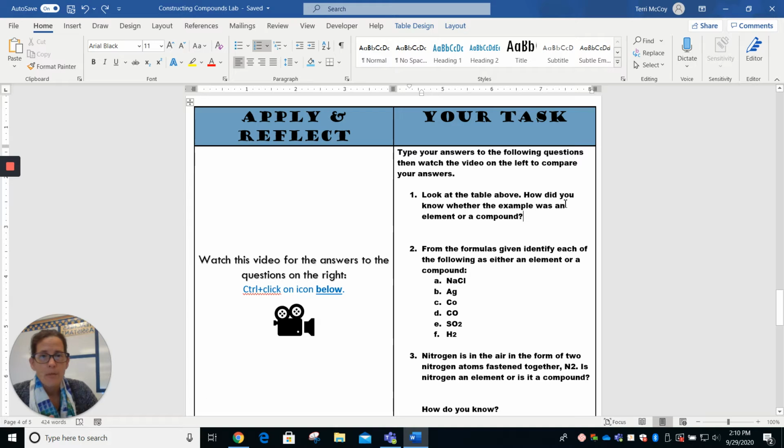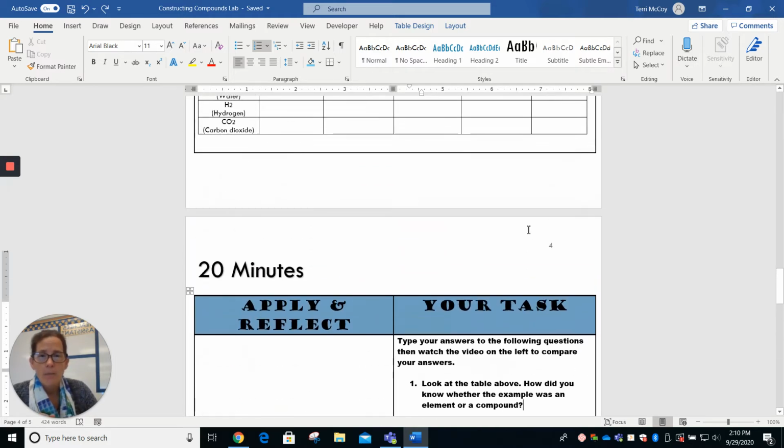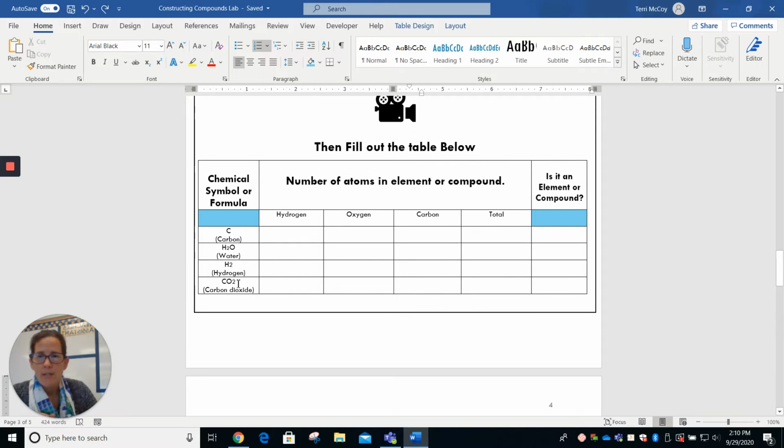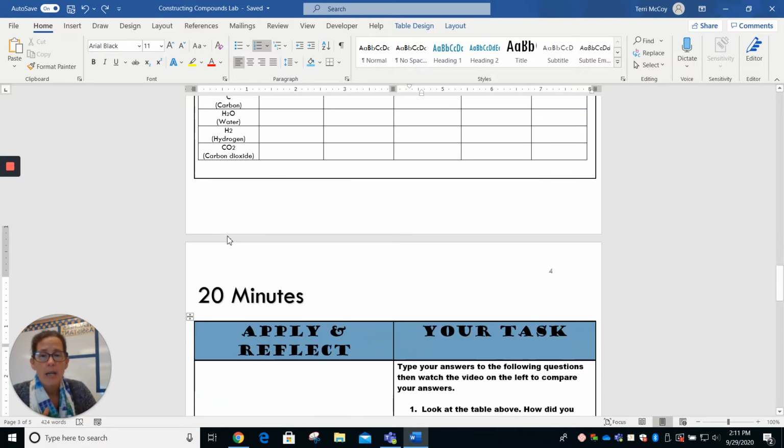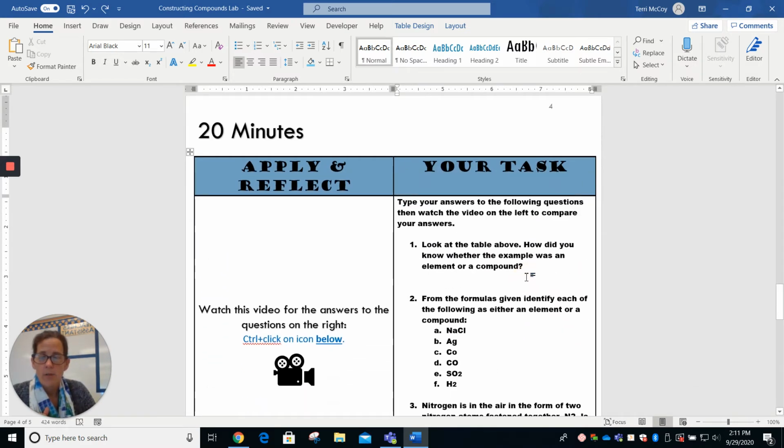Let's look at the table above. How did you know whether the example was an element or a compound? So if we look up here, how did you know that each of these was an element or a compound? Hopefully you wrote something along the lines of, I looked for the capital letters in each of these chemical symbols and formulas, and I know that if it has more than one capital letter, it's a compound, and if it has only one capital letter, then it's an element. So hopefully you typed something along those lines right here, okay? So just click there and type your answer.